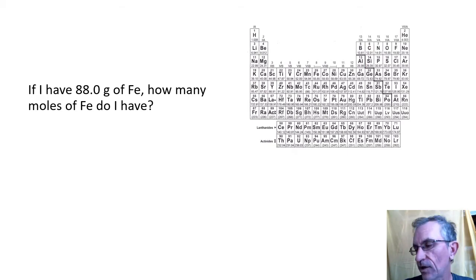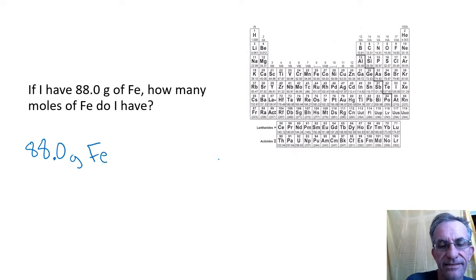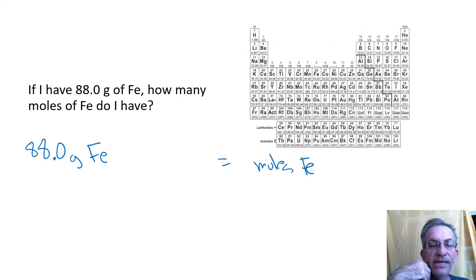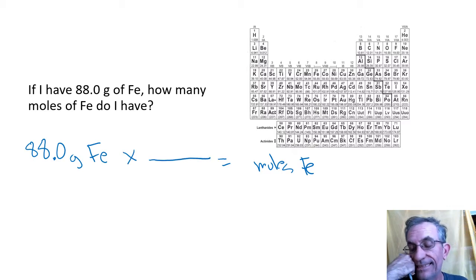So what I'm going to do first is write down my beginning number and unit. I'm going to write down what I'm solving for. Now this time they want me to go to moles. The way you go from grams to moles has nothing to do with Avogadro's number. The way you go from grams to moles is we're going to have to use the weight off the periodic table. And the number I see underneath iron is 55.85.